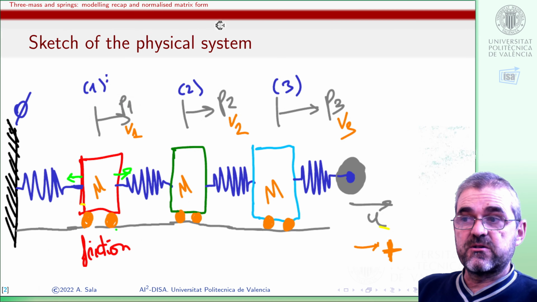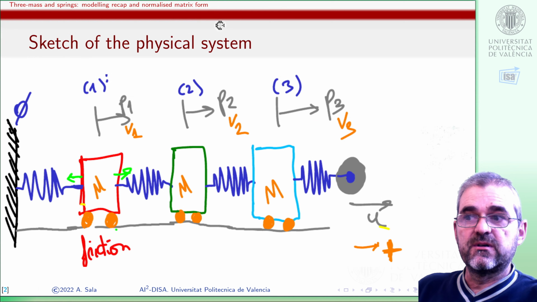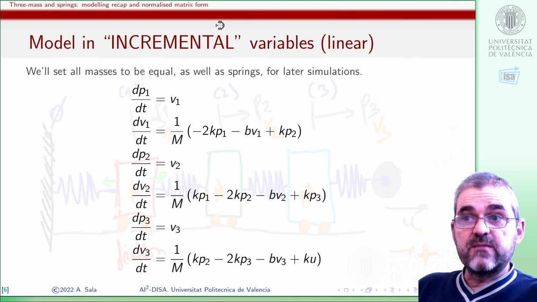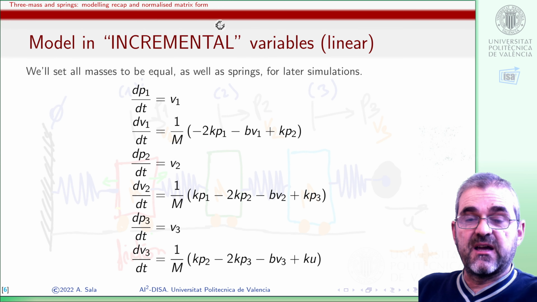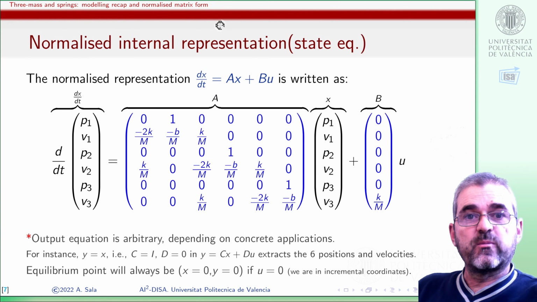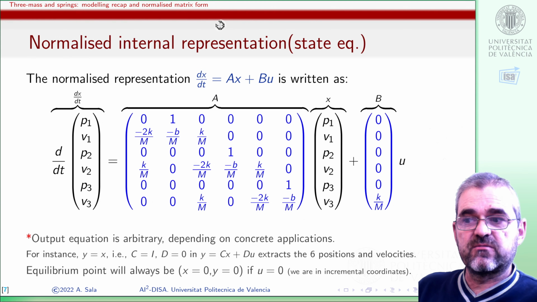In previous videos we discussed the modeling of this system. Taking the equilibrium point as the origin, and letting all spring constants and masses be equal, we were able to write these 6 equations that describe the system's dynamics, and as it's linear, we were able to write them in matrix form. This is the normalized matrix form representation.